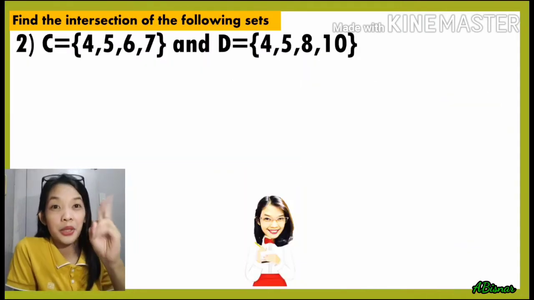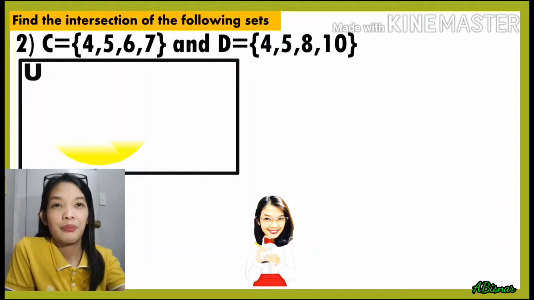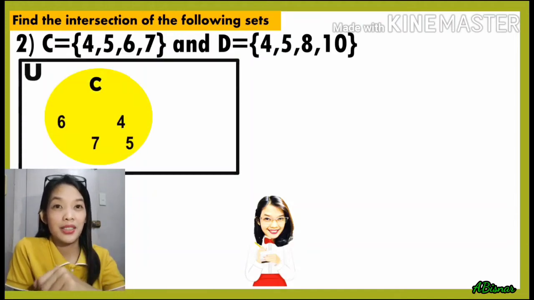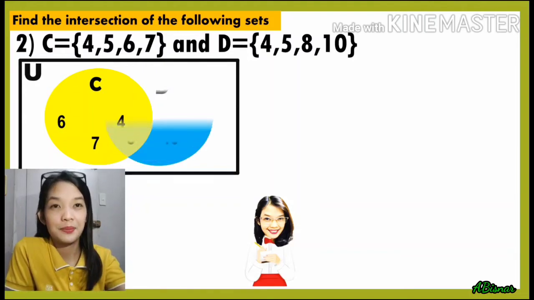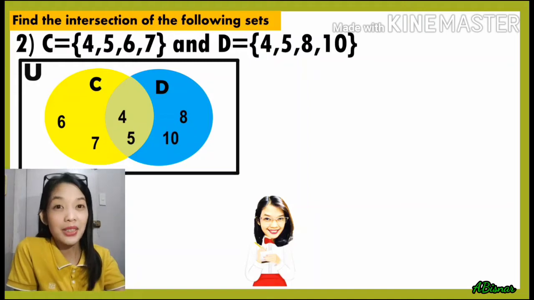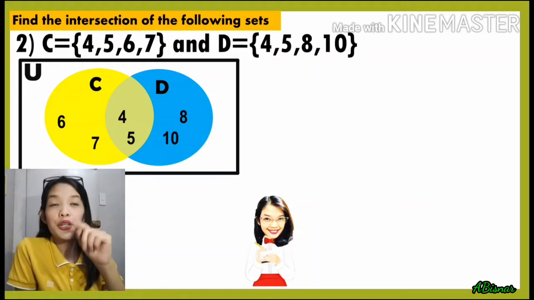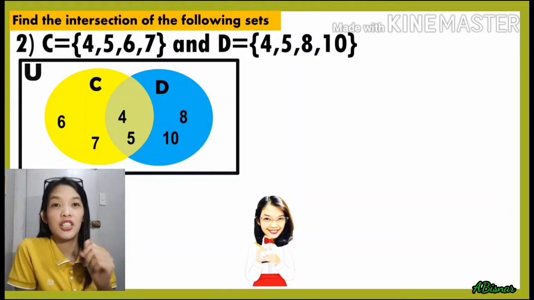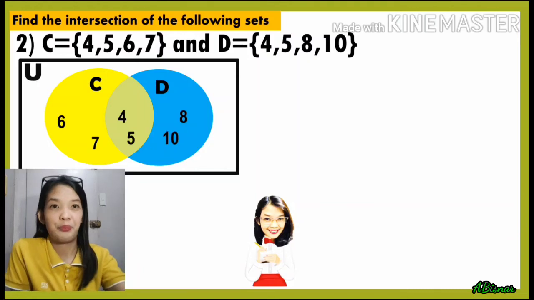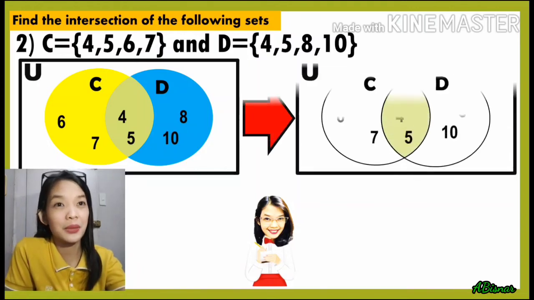Let us illustrate number 2. Set C has the following elements, 4, 5, 6, and 7. Observe that 4 and 5 can also be found in set D, because the elements of set D are 4, 5, 8, and 10. And to get the intersection of it, we'll go back to the definition, find the common. And how are we going to illustrate it?